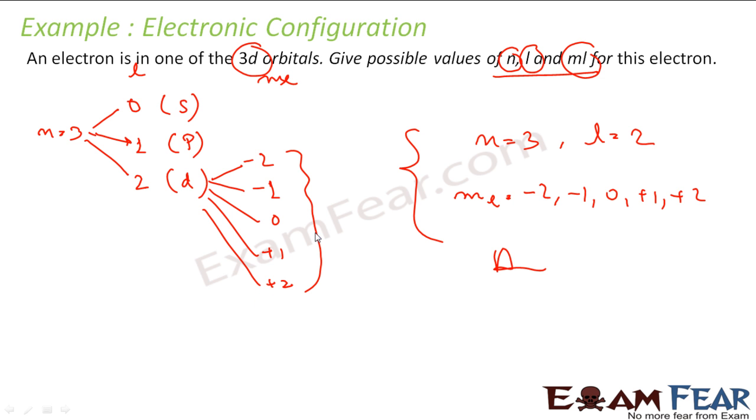The question says that the electron is in one of these orbitals of the 3d subshell. So these can have any of these ml values.